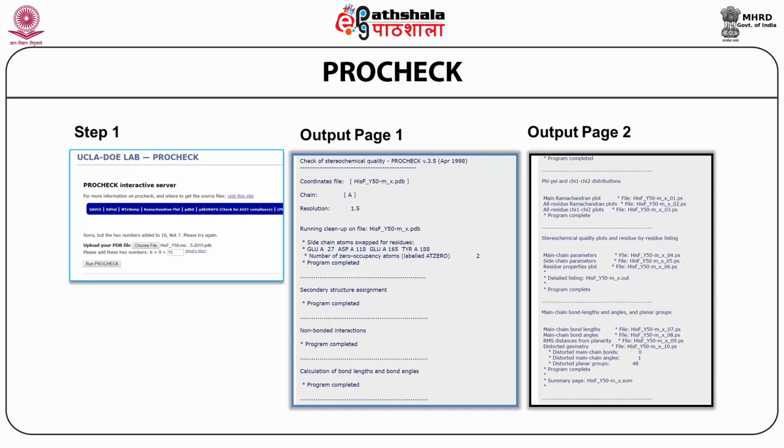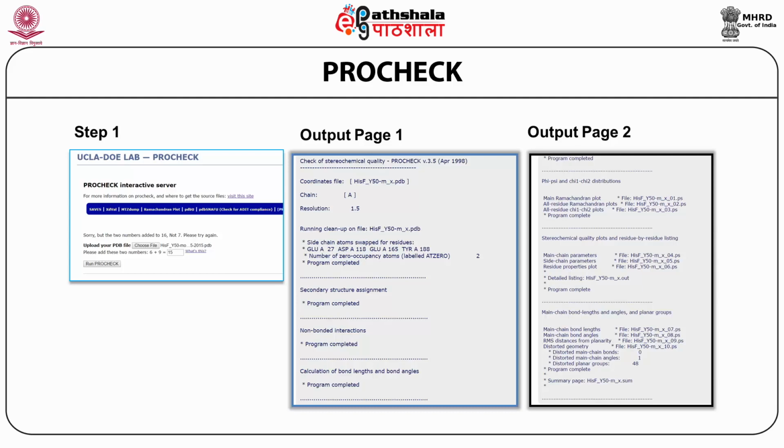Otherwise the resolution doesn't make sense if you use a structure model. Then it also tells about the side chain atoms swapping, whether the glutamic acid or aspartic acid needs side chain swapping for them to have good interactions. Then it also tells about the non-bonded interactions, calculation of bond length, bond angles.